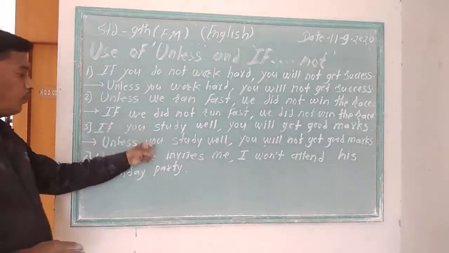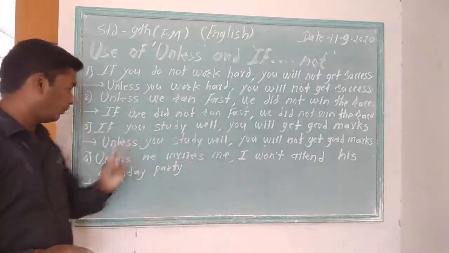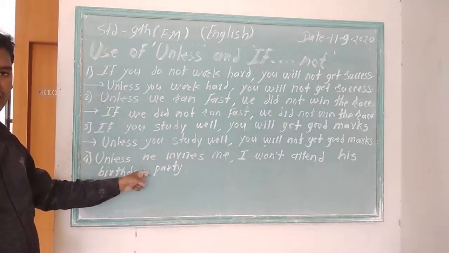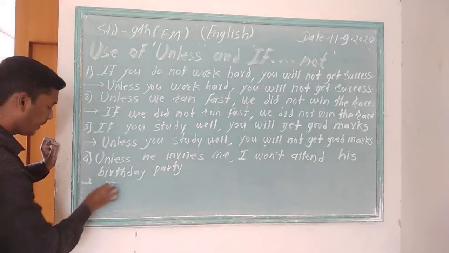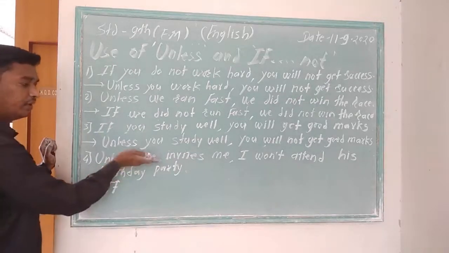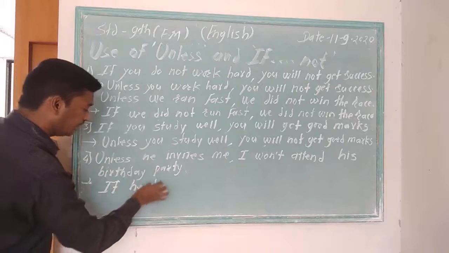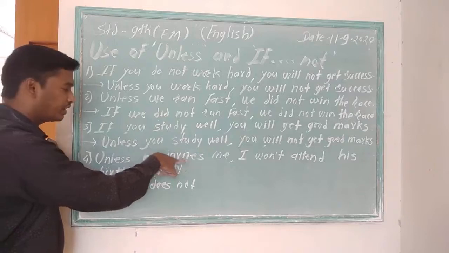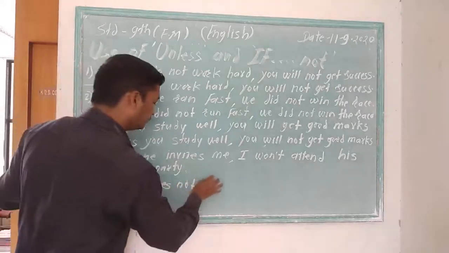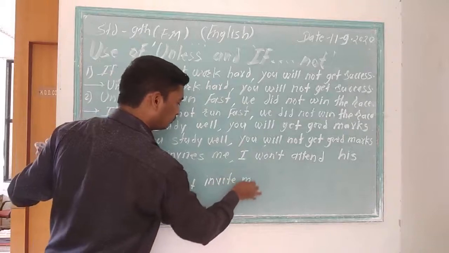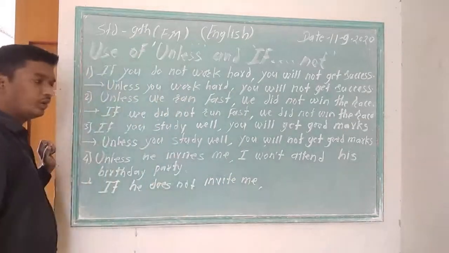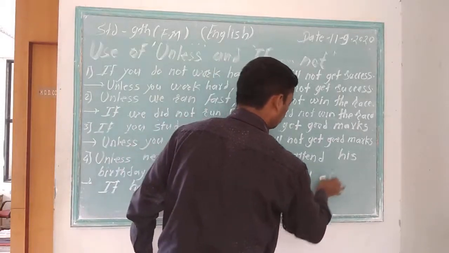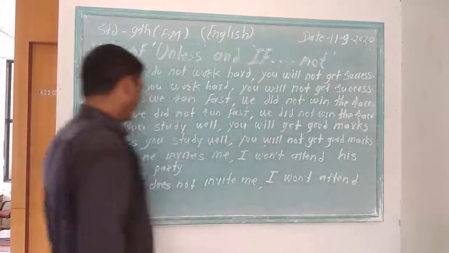The first if clause is positive, so I have made the second clause negative. Now: unless he invites me, I won't attend his birthday party. Replace unless with if, and make this clause negative. He doesn't, because it is in simple present, the main verb is with yes, so does. If he does not invite me, put comma, I won't attend his birthday party.